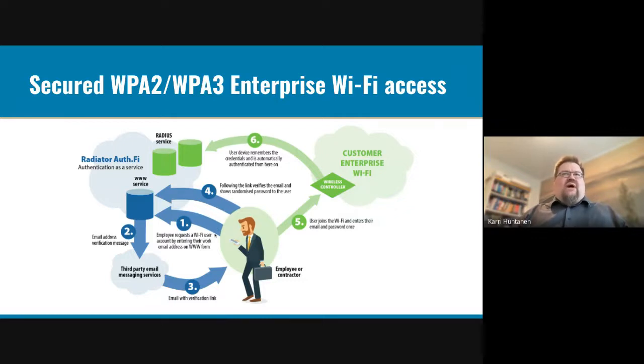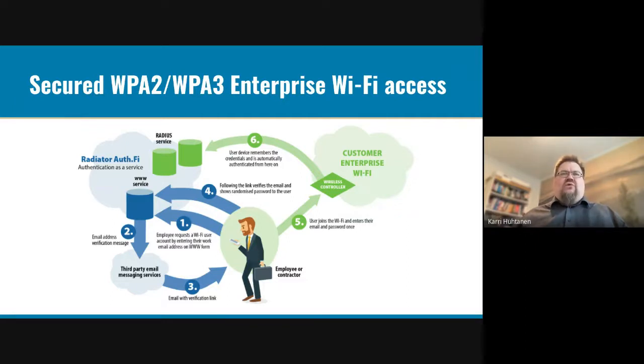So the employee requests a Wi-Fi user account by entering their work email address on a web form, and then a verification message is sent to the user. When the user follows the verification link, the user verifies the user account to the service. At the same time, the randomized password is revealed to the user, and by using this username and password, the user is able to log into the customer enterprise Wi-Fi. And as most devices remember those credentials, the user is automatically logged into the network without having to authenticate again or verify their access, at least for a while.